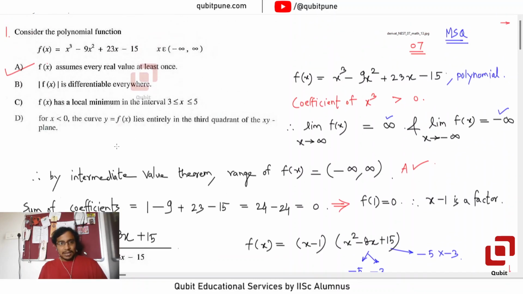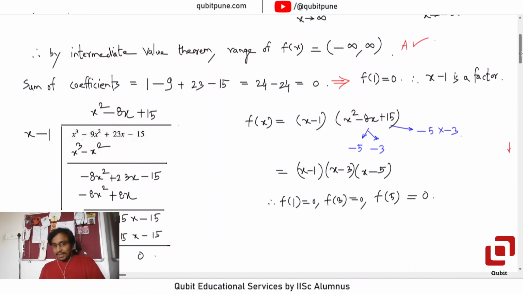Well, had we known that earlier, we would have directly checked for that, right? We would have checked for f of 3 and f of 5, but of course in the exam we will not be knowing that, unless we do it manually. So we have done that. F of 1 is 0, f of 3 is 0, and f of 5 is equal to 0.